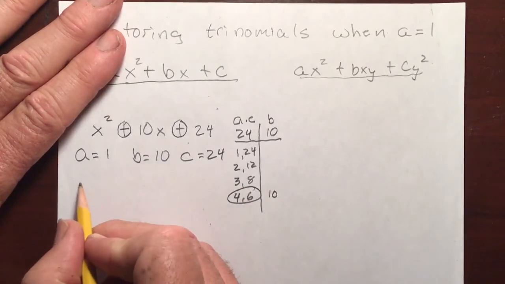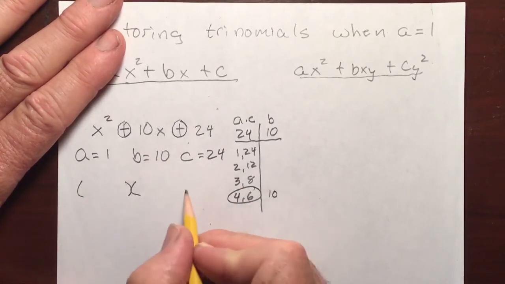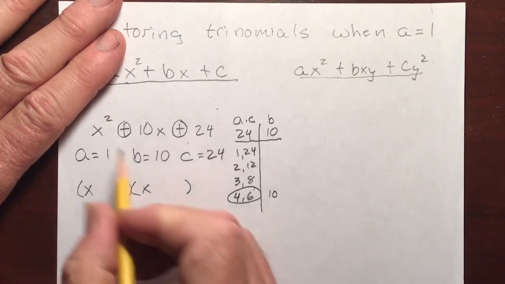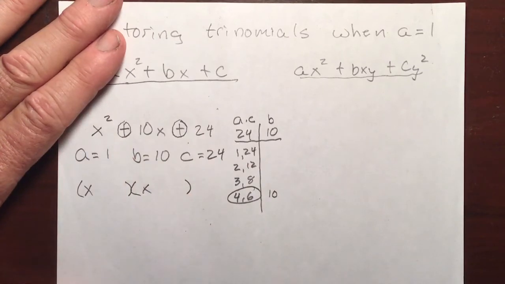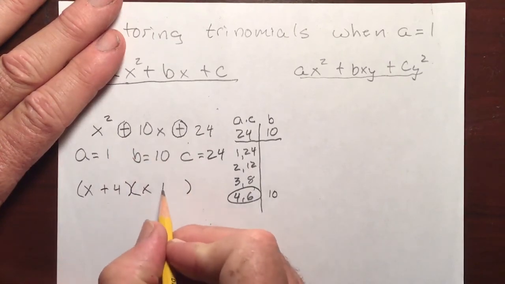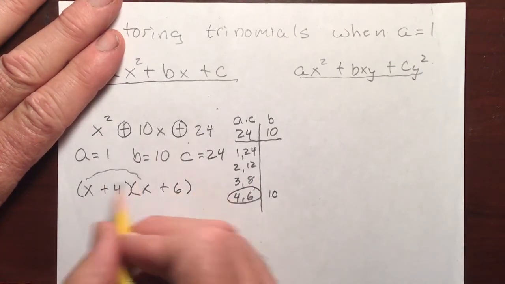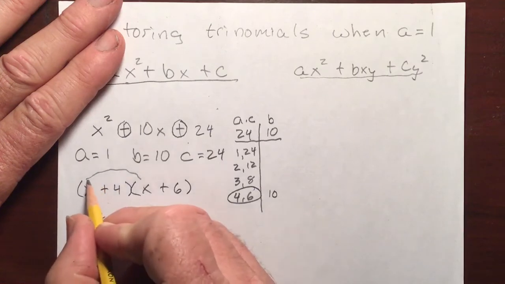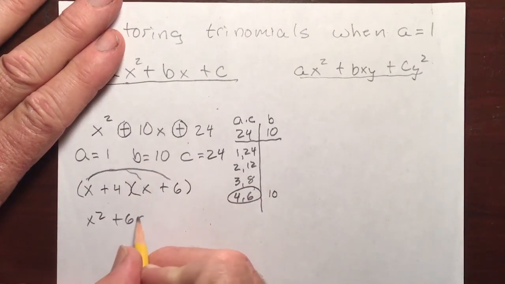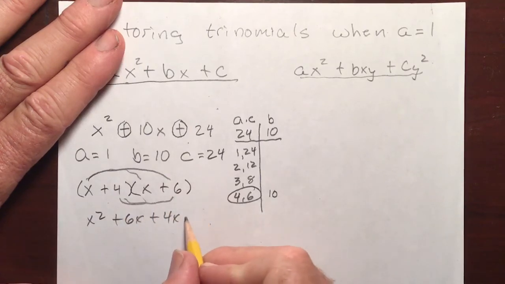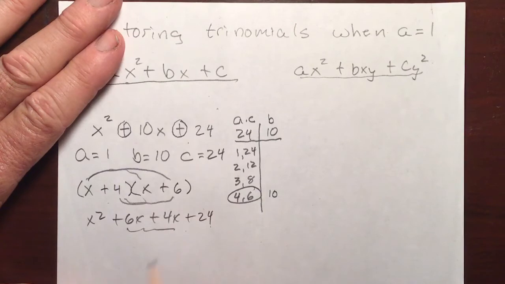Then all I need to do is put my little parentheses up here. I'm going to put x in the front. That gives me x times x, which gives me that x squared. And then I'm going to put plus 4 plus 6, and you're done. Now you can multiply it back through, just foiling it. You'll get x squared plus 6x plus 4x plus 24. Add these two together: x squared plus 10x plus 24.